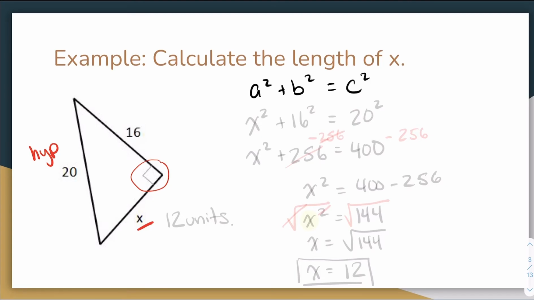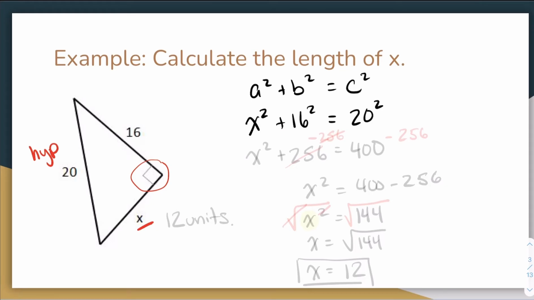Next, sub in the numbers that I know. Now, it doesn't necessarily matter if I put 16 and x as a and b. I just know that 20 has to be c because it's the hypotenuse. So I'll put in x squared for a squared, 16 squared for b squared, and 20 squared for c squared.